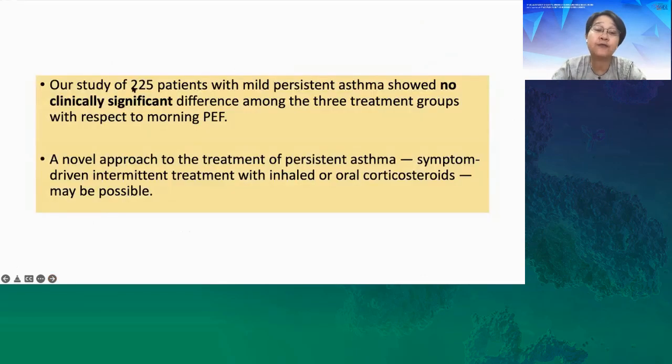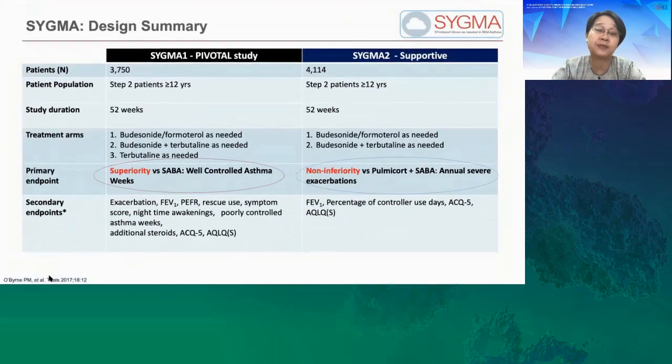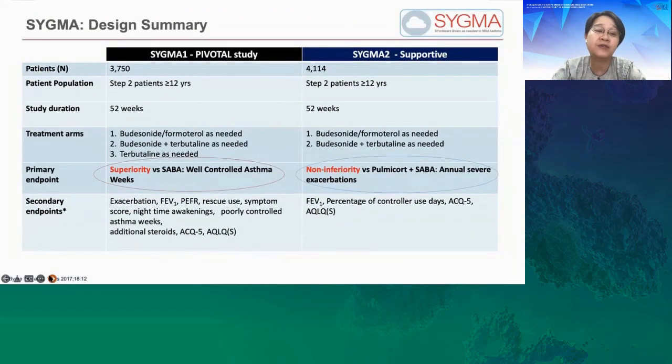The study involved 225 patients with mild persistent asthma, and it showed no clinically significant difference between the 3 treatment groups in terms of peak expiratory flow. So this shows that a novel approach to treating persistent asthma, symptom-driven intermittent treatment with inhaled and oral corticosteroids, may be possible. Then we move on to the more recent study, 2017, the Sigma study.